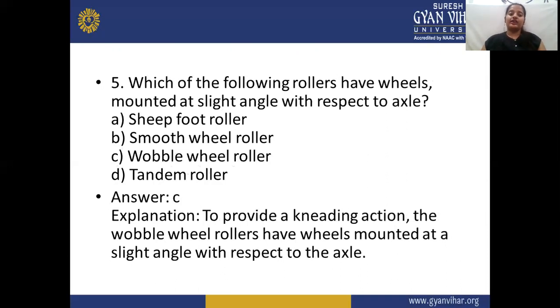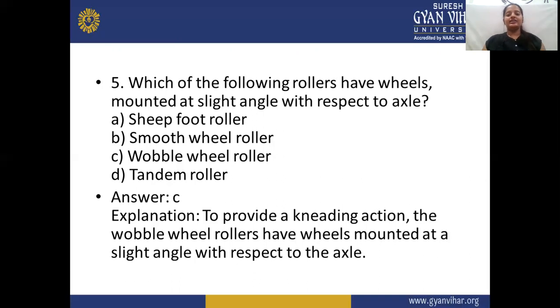Which of the following rollers have wheels mounted at slight angle with respect to the axle? So which of these following rollers have wheels which are slightly angled with respect to the main axle? The first option is sheep foot rollers, second is smooth wheel rollers, third is wobble wheel rollers, fourth is tandem rollers. So the answer is wobble wheel. We can understand by the word, wobble means wobbly sort of, where the axle has a slight angle and the movement of this vehicle is a bit wobbly. The answer is C, wobble wheel rollers.